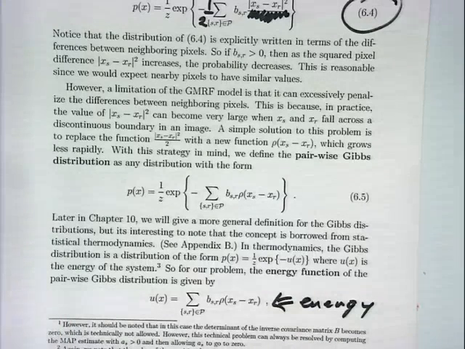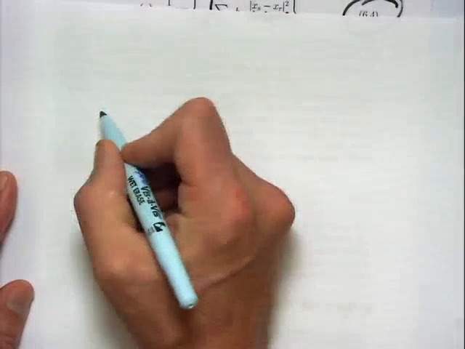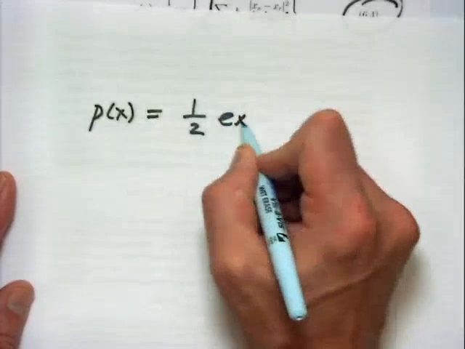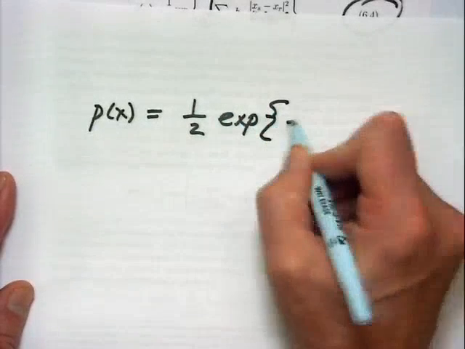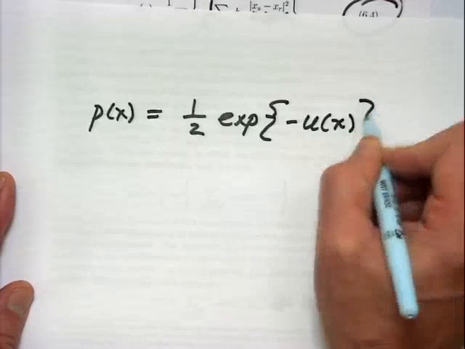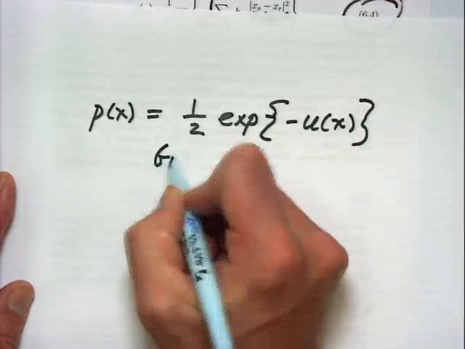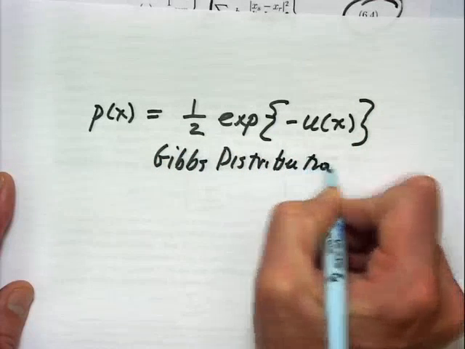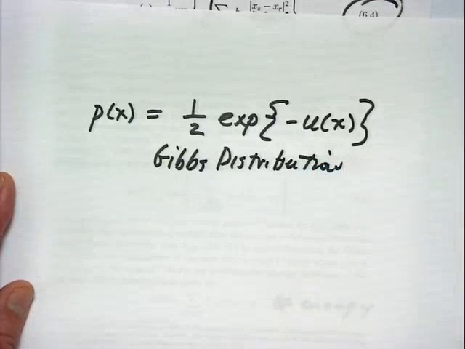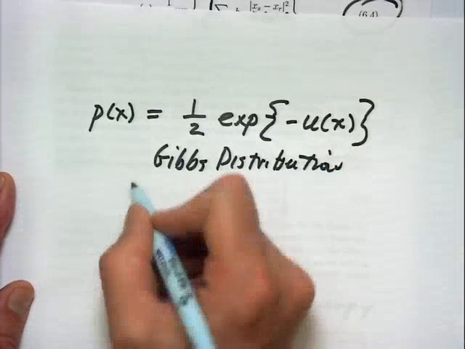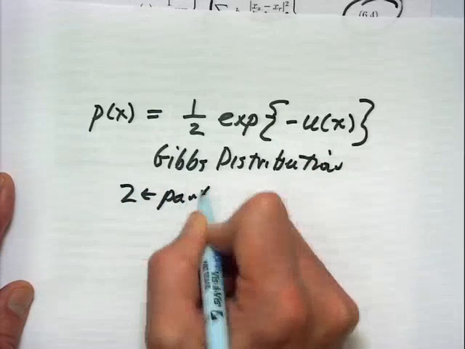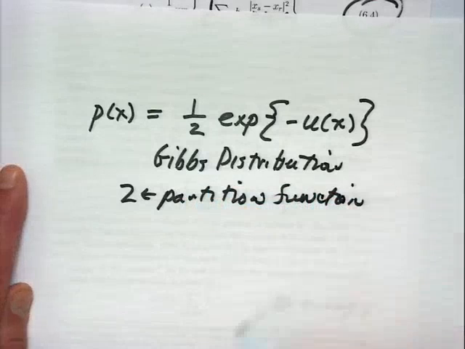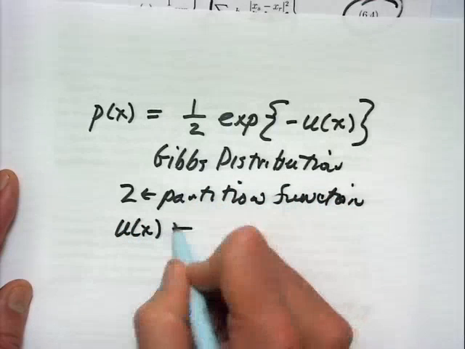The reason is that if we have a probability distribution, 1 over z exponential of minus u of x, this is called a Gibbs distribution, and z is called the partition function. And u of x is called the energy.